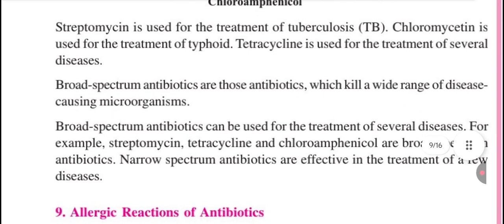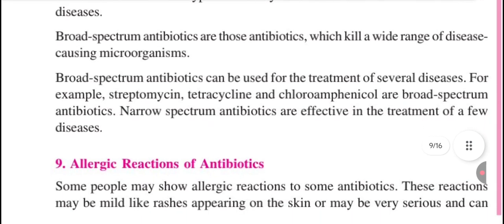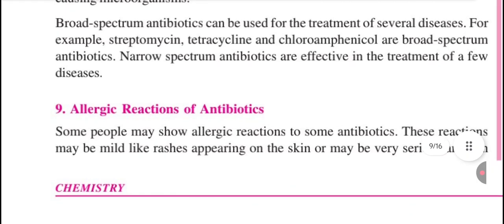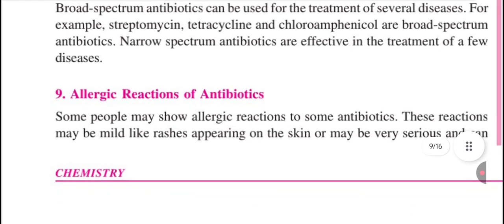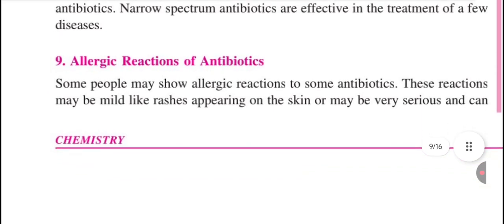Streptomycin is used for the treatment of tuberculosis, that is TB. Chloromycetin is used for the treatment of typhoid. Tetracycline is used for the treatment of several diseases. Broad spectrum antibiotics are those antibiotics which kill a wide range of disease causing microorganisms. Broad spectrum antibiotics can be used for the treatment of several diseases. For example, streptomycin, tetracycline, and chloramphenicol are broad spectrum antibiotics. Narrow spectrum antibiotics are effective in the treatment of a few diseases.